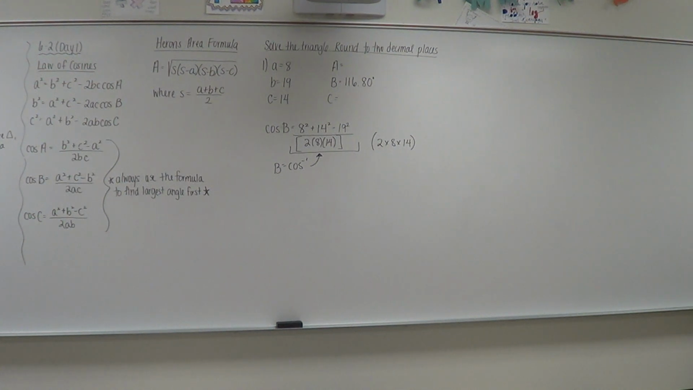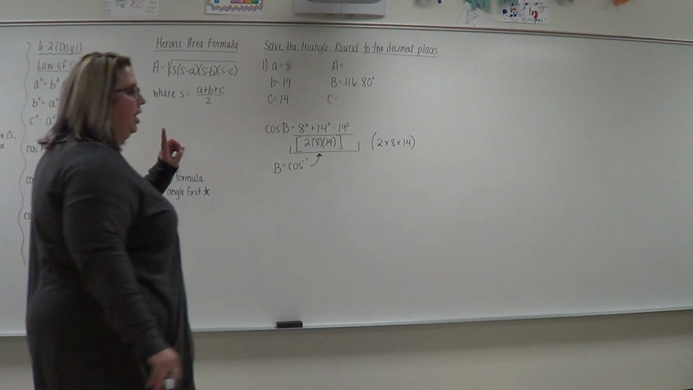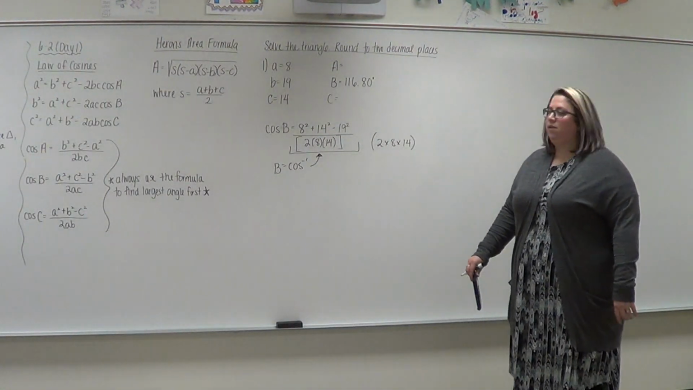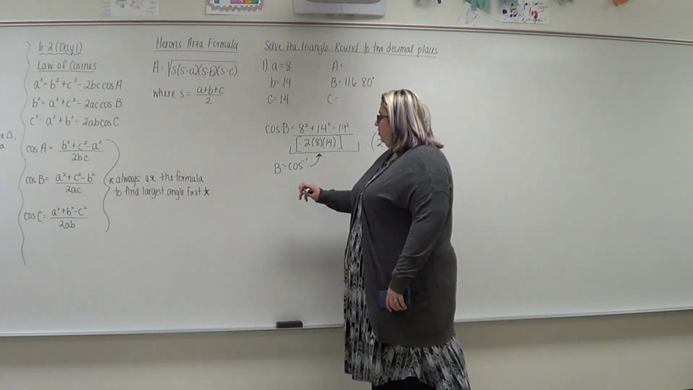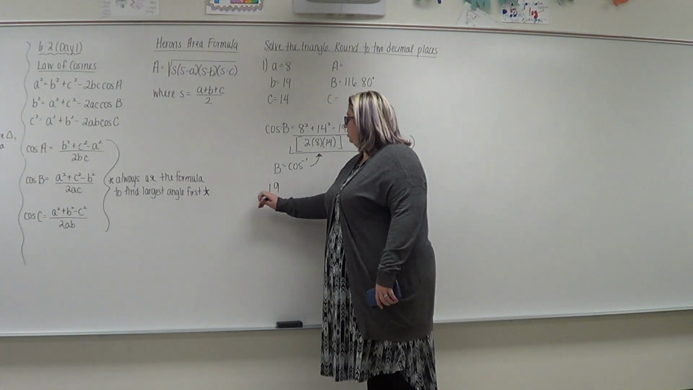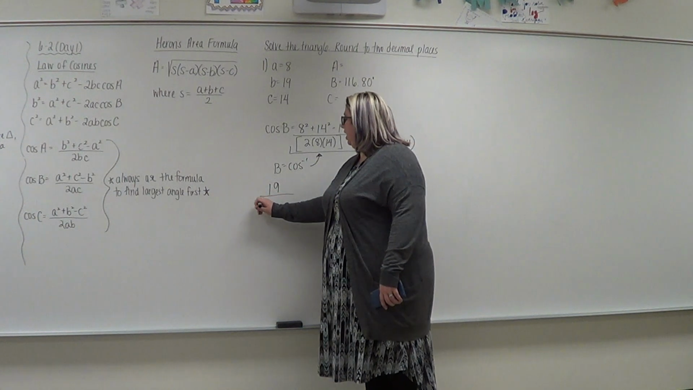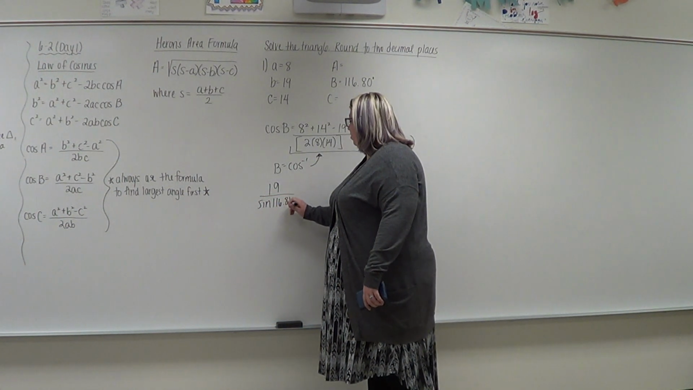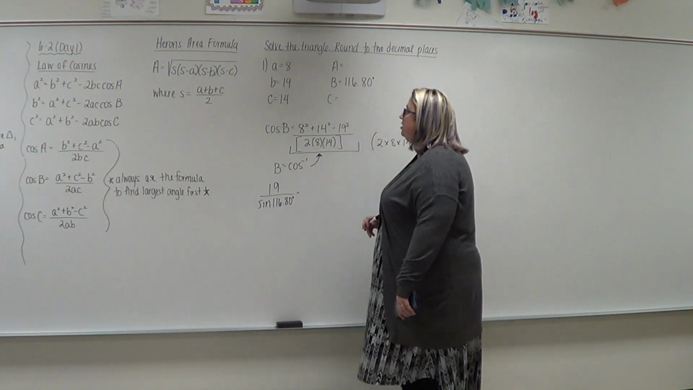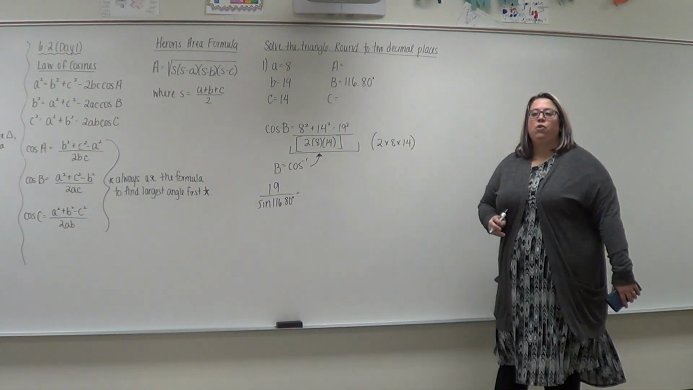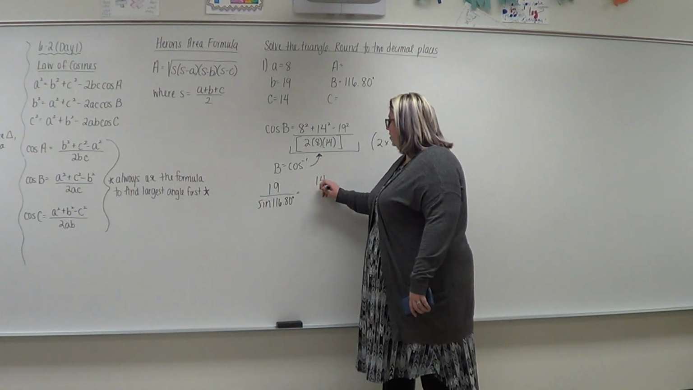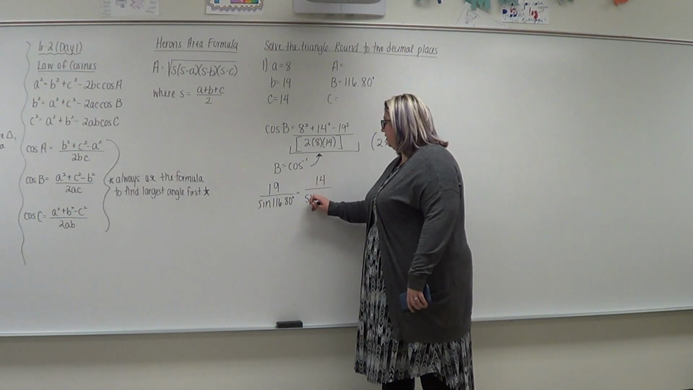Okay, then you only have to do cosine one time. Now we can go to law of sines. Okay? So you have your B's, right? You have 19 over the sine of 116.80 equals, okay, what's your next largest angle? C. Angle C, right? So I would have 14 over sine C.